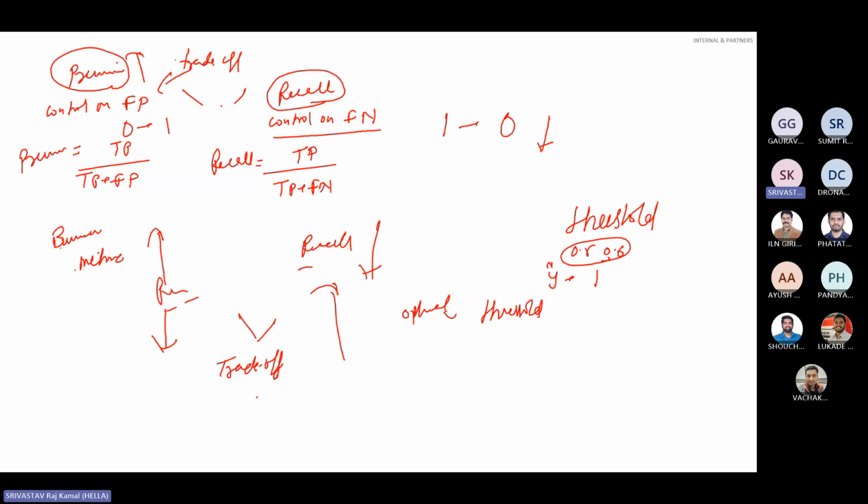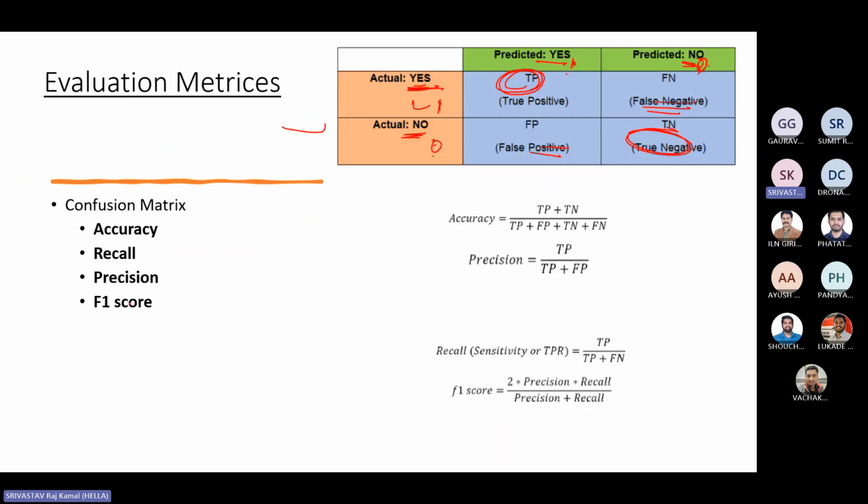Now somebody asks that I do not want to deal with precision and recall together. I just want one metric which takes care of both false positive and false negative. That metric is known as the F1 score. The F1 score is nothing but the harmonic mean of precision and recall, given by 2 times precision into recall upon precision plus recall. So this metric takes care of the trade-off between precision and recall.